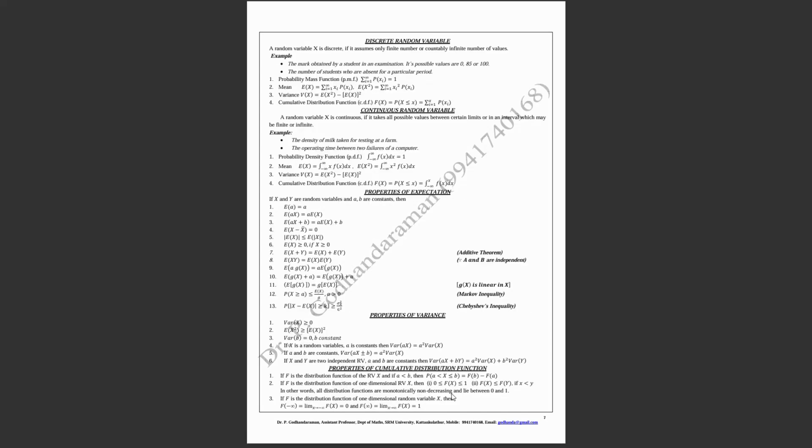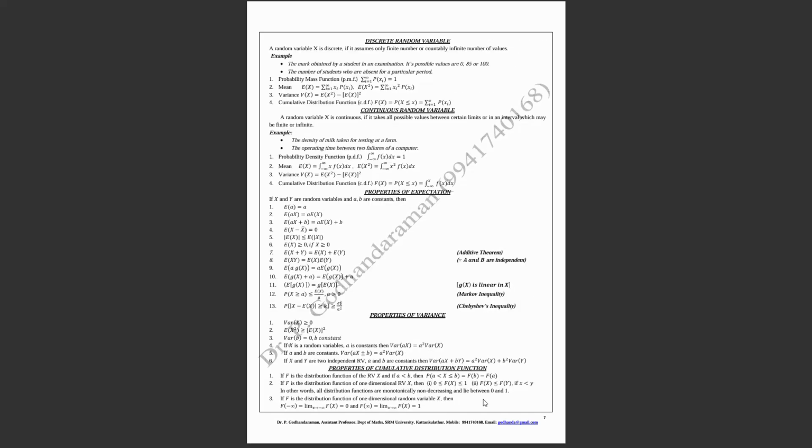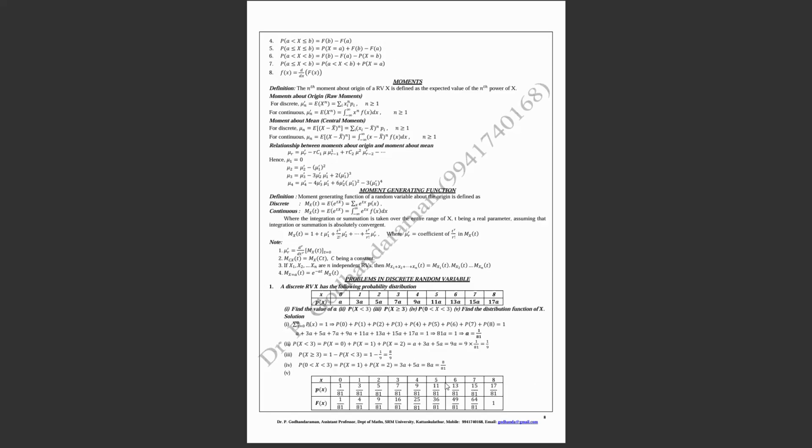So in this first topic, discrete random variable, first of all we have seen what a random variable is, and next there are two types of random variable: discrete random variable and continuous random variable. We already covered the formulas for discrete random variable: there are 4 formulas, the probability mass function formula, mean, variance, and the CDF formula. So these are the basic formulas for the discrete random variable. And next are the properties of expectation, properties of variance, and properties of cumulative distributive function.